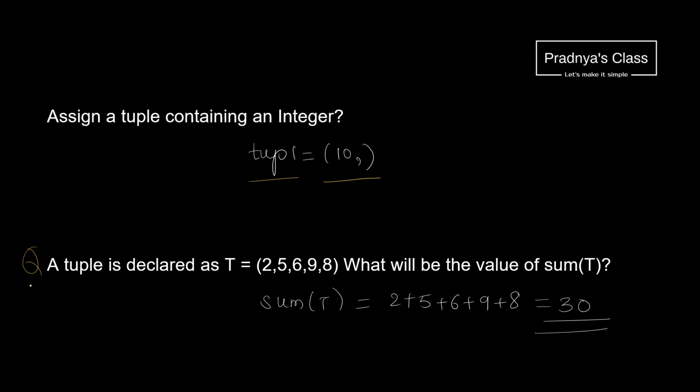Let's move ahead to the next question. A tuple is declared as T equals 2, 5, 6, 9, 8. What will be the value of sum of T? Here we need to apply the sum function on the tuple, which calculates the sum of the elements. When we add these elements, we will get the output as 30. So sum of T will be 30.